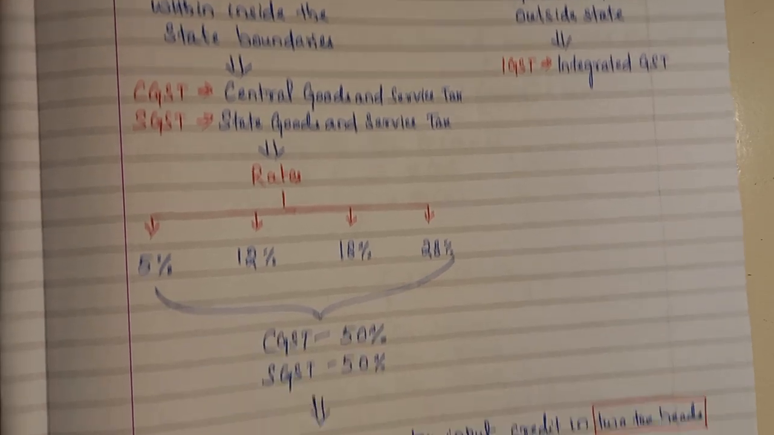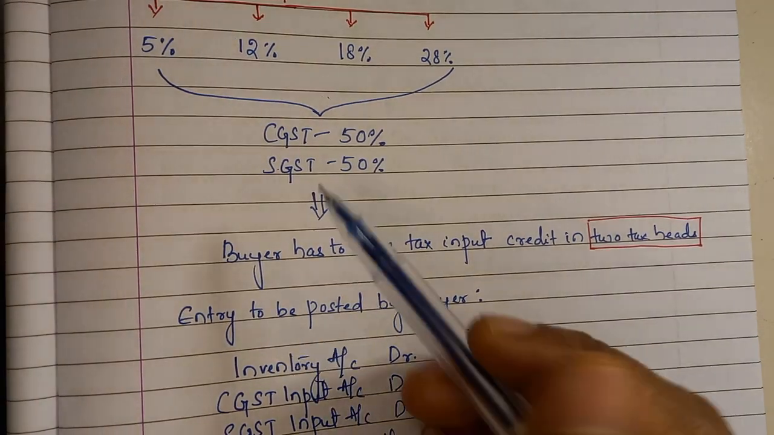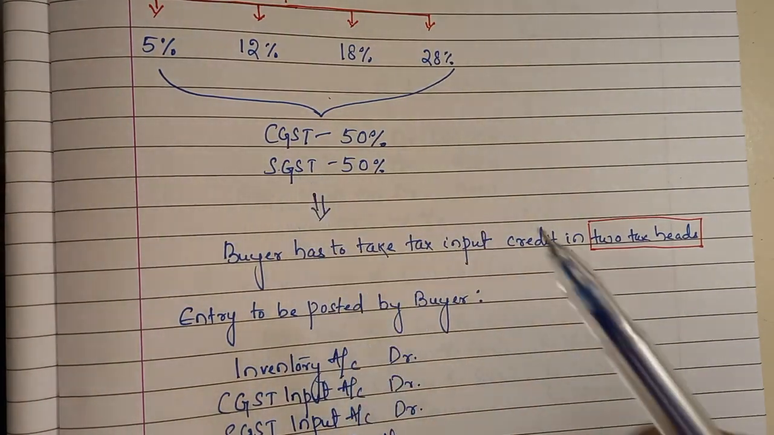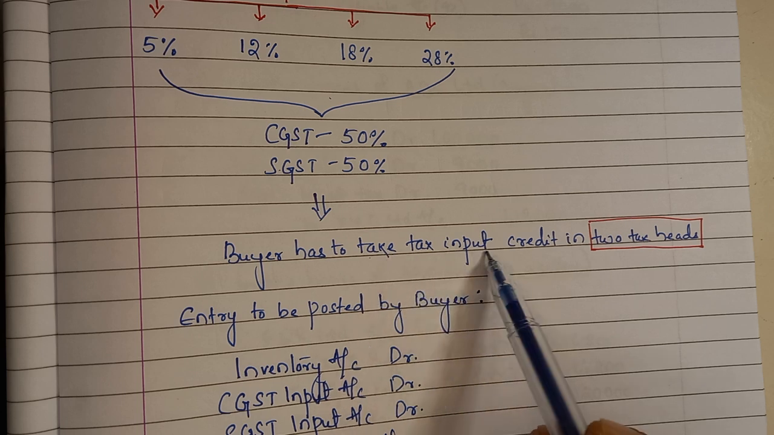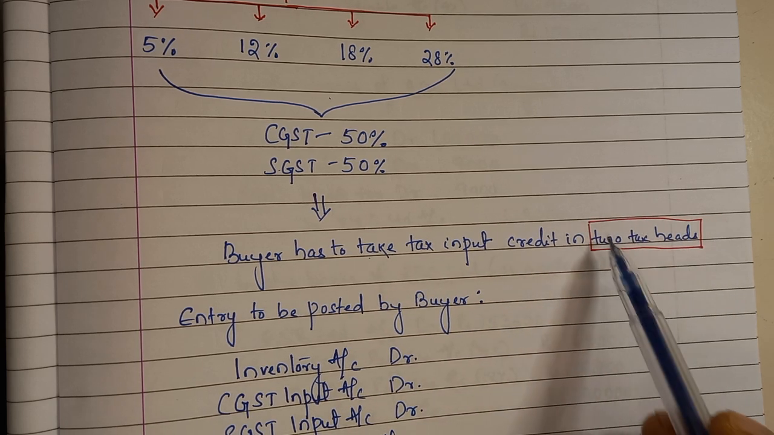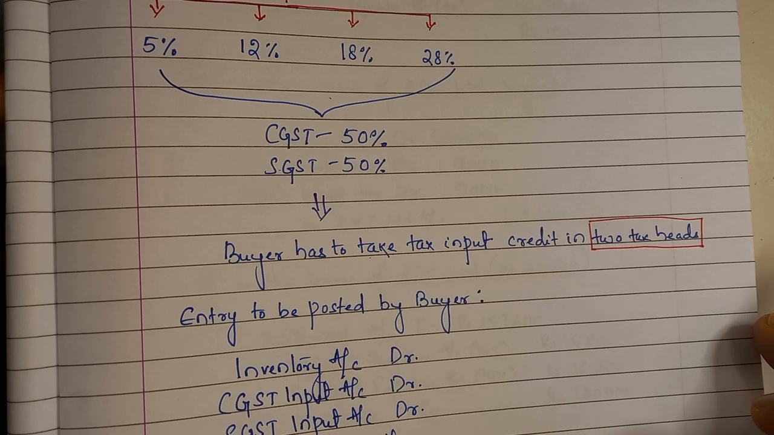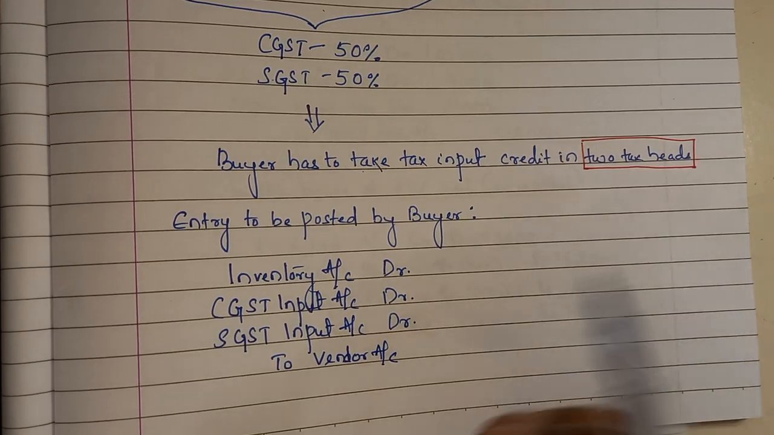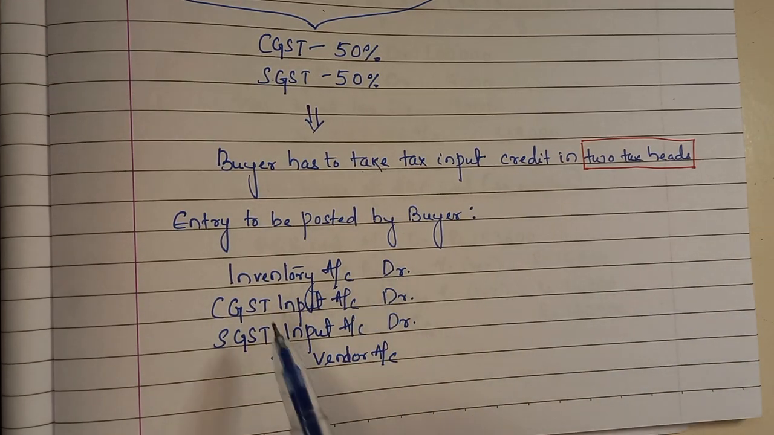Okay. Now, as we understood, there are two different heads, CGST and SGST. Okay. So the buyer has to take input credit in these two different heads. Okay. Because you have to maintain two different ledgers. So what is the final entry the buyer is going to post? Inventory account debited, CGST input debited, SGST input debited to vendor.